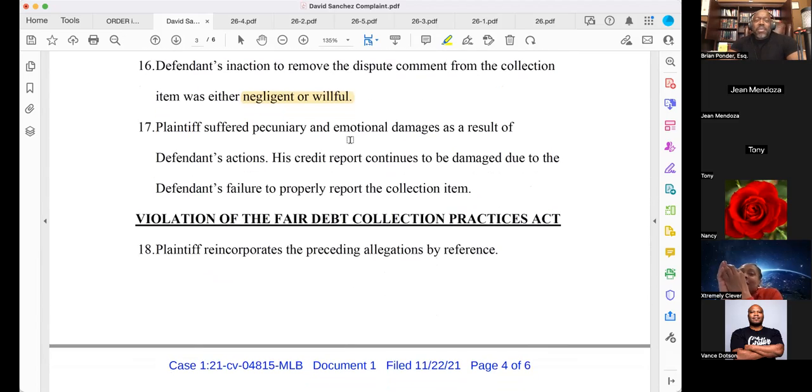The reason it doesn't matter is because only with the FCRA does negligence and willfulness come into play. The FDCPA is strict liability, so it doesn't matter whether it's negligent or willful. If it happened, it happened.